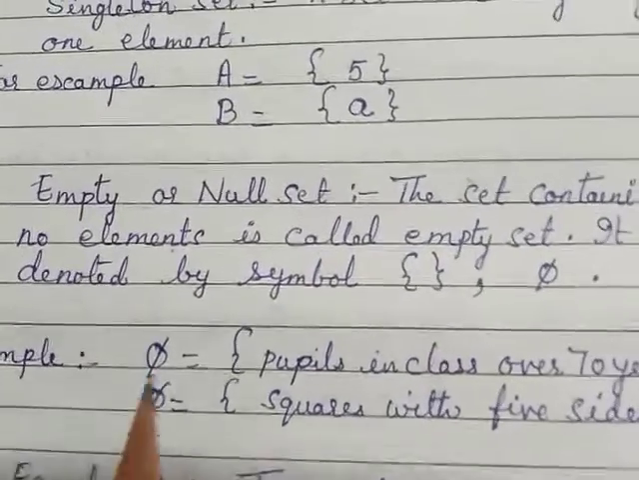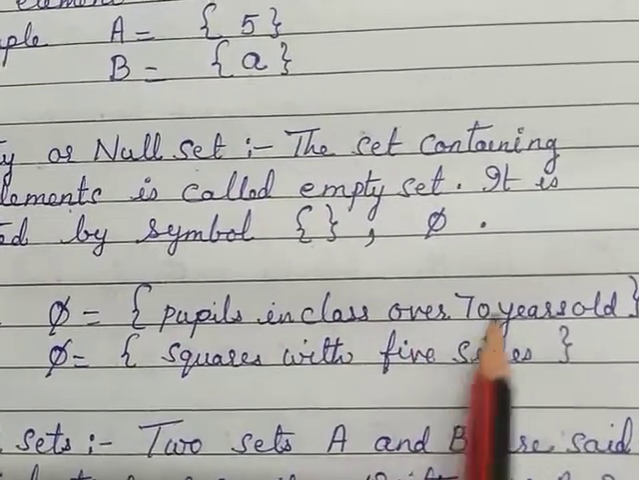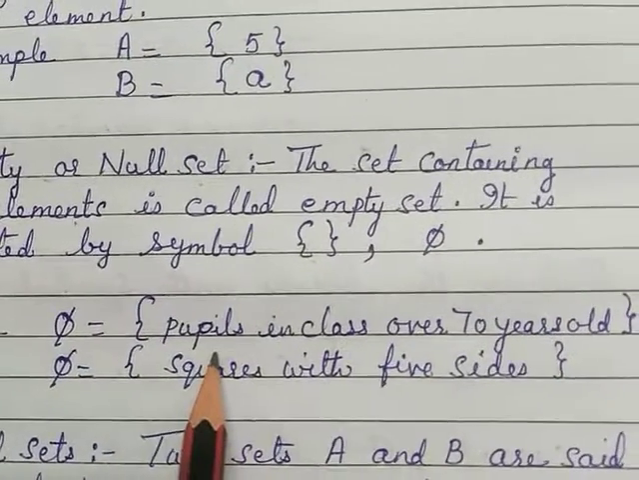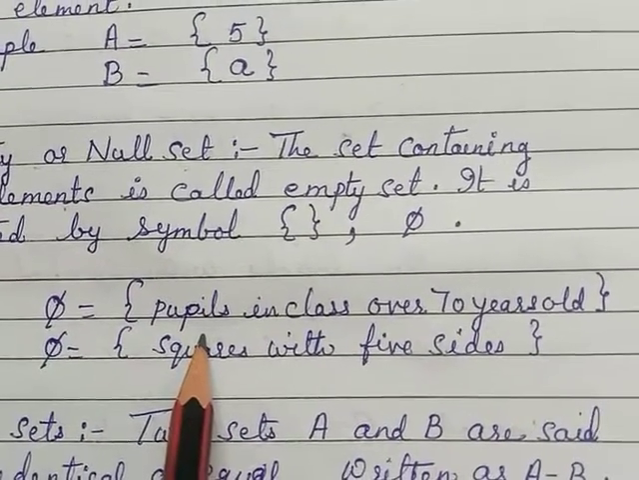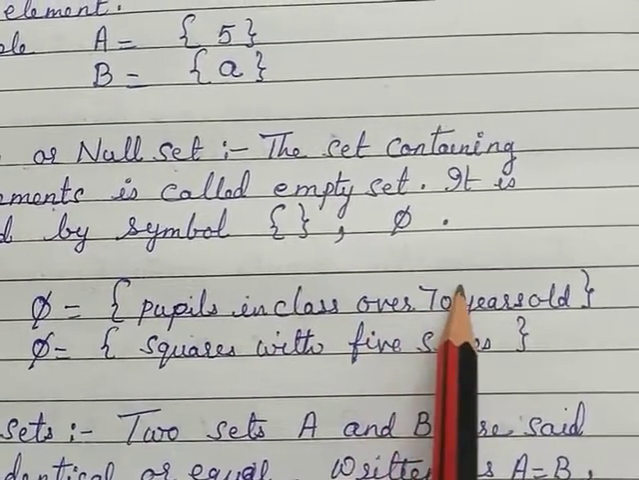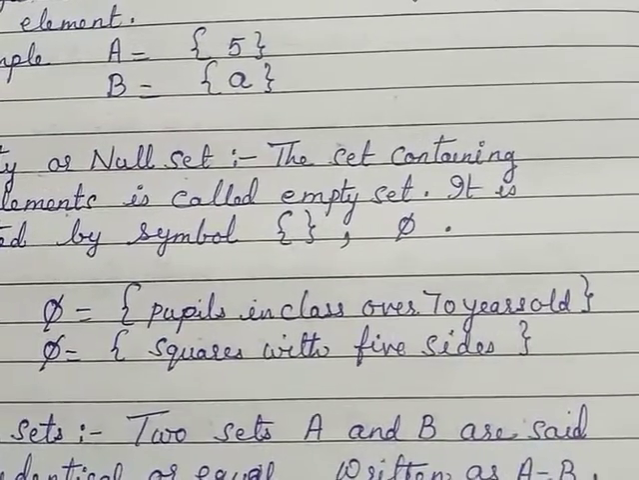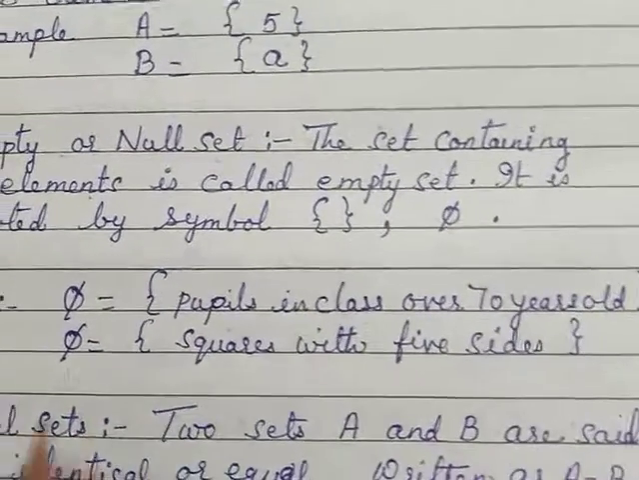For example, the empty set is equal to people in a class over 70 years. See, there are no students in the class whose age is over 70 years old. So no such type of sets are present.